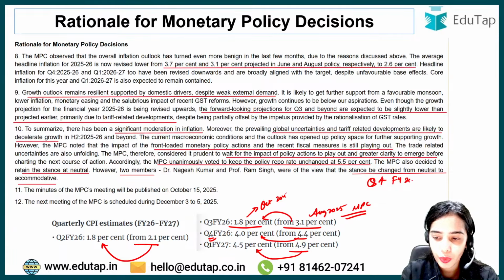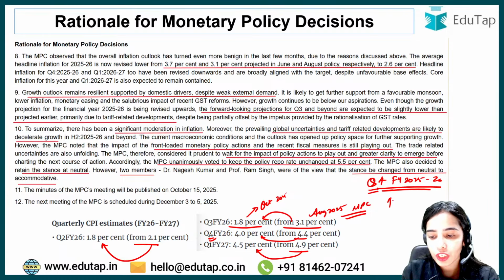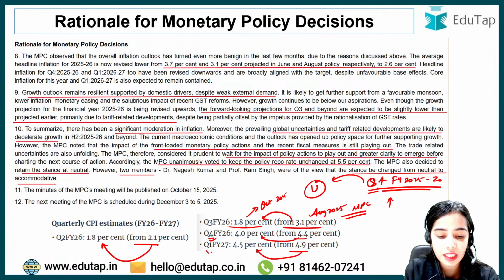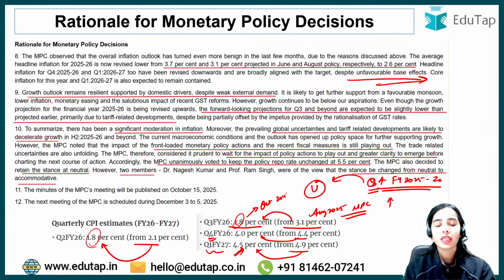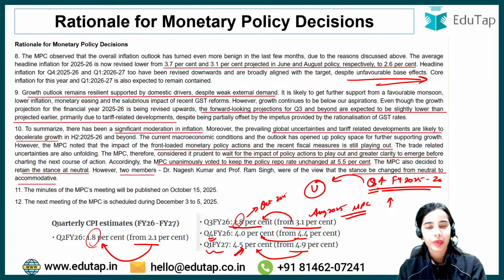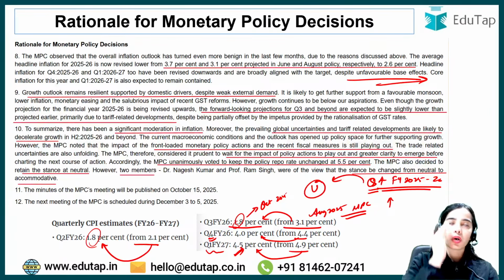Okay, but still for quarter 4 of the financial year 2025-26, the current financial year, the inflation is at 4%, which is higher than the rest of the quarters. This is majorly because of the unfavorable base effect. In quarter 1 of the next financial year also, the inflation is slightly higher at 4.5% in comparison to the previous quarters. This higher inflation is because of unfavorable base effects when we compare these quarters with the previous quarters.